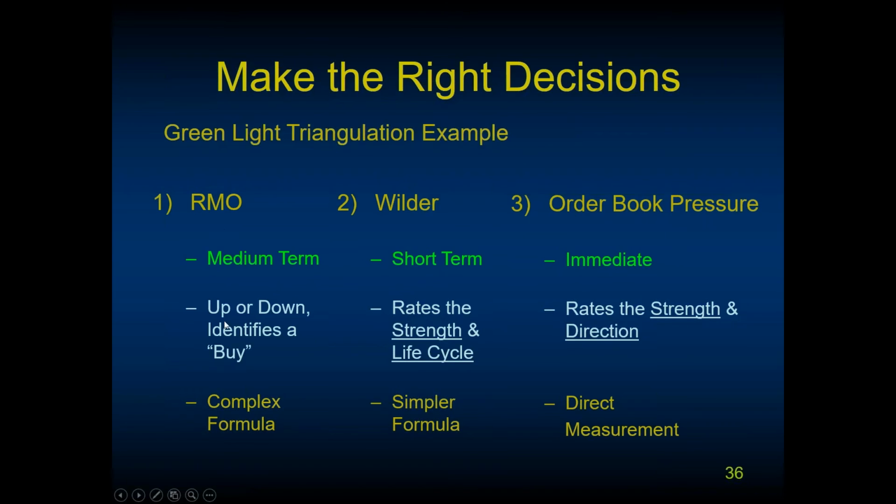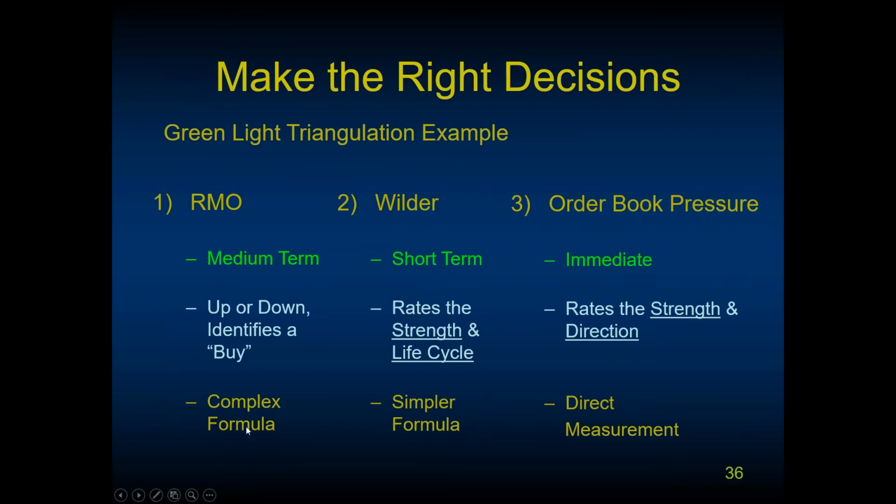The RMO buy signals are kind of just up or down, yes or no. The Wilder's equations tend to give you a reading on the strength and the life cycle of the trend you're looking at. And the order book also gives you ratings on the strength based on the degree of the slope and the direction of the trend.